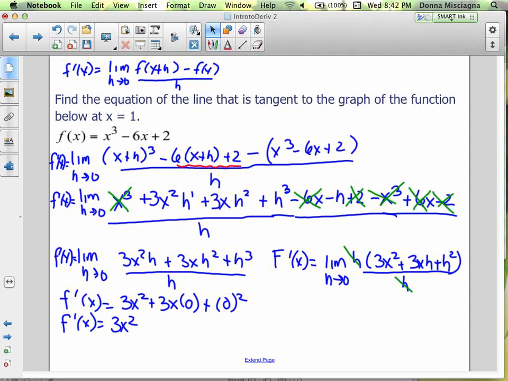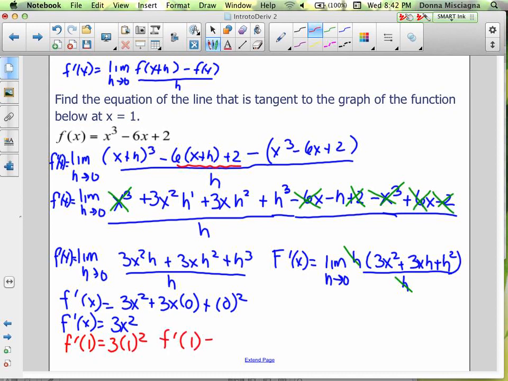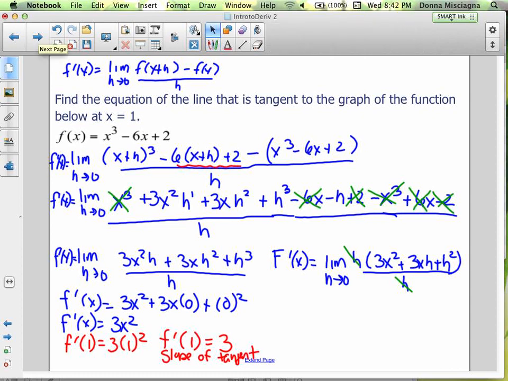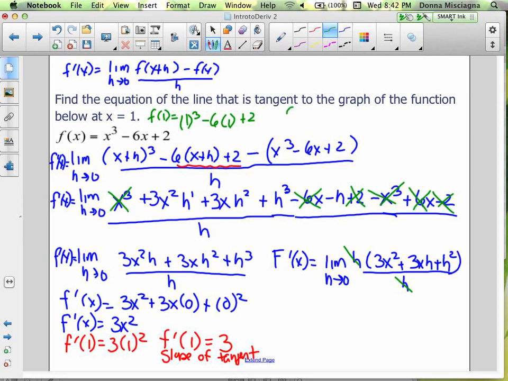Let's find the slope. We're finding it at 1. F prime of 1 is 3 times 1 squared, so our slope is just 3. That's the slope of the tangent line. It's also our instantaneous rate of change when x is 1. Now we just need the y-coordinate. Let's plug it in up here because the equation's up here anyway. F of 1 is 1 cubed minus 6 times 1 plus 2. So f of 1 is 1 minus 6, negative 5, plus 2. So it's going to be negative 3.